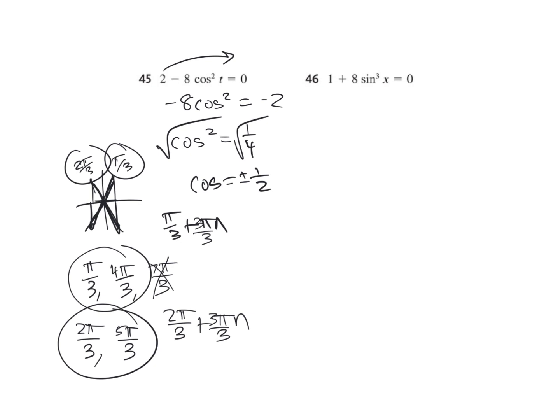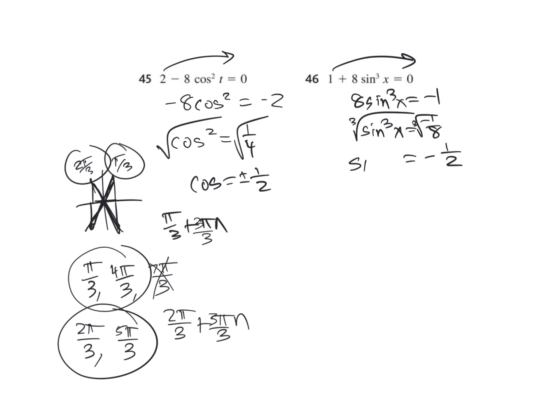Now, 46. Subtract 1. And we're going to divide off the 8. So the sine cubed of x is negative 1/8. Take the cube root, and the cube root of a negative is a negative. Cube root of 8 is 2. So where is the sine of x equal to negative 1/2?